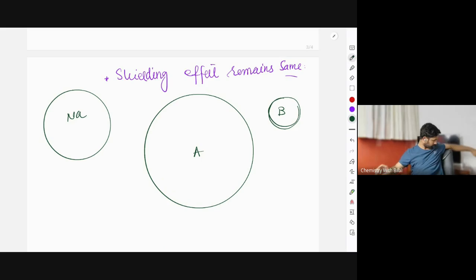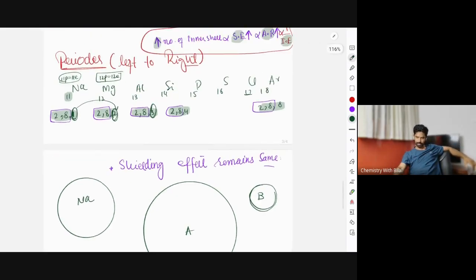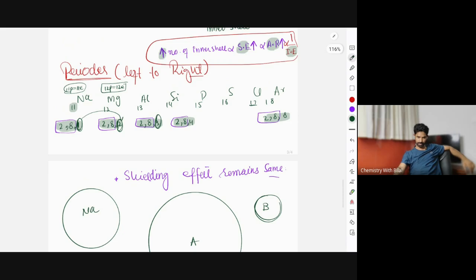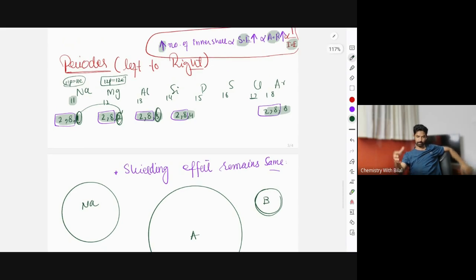Shabash. I want everyone to look, try and make logic out of it. The concept we have just explained about the shielding effect, about the protons being increased in the nucleus and the electrons being added in the same shell. What happens to the size?